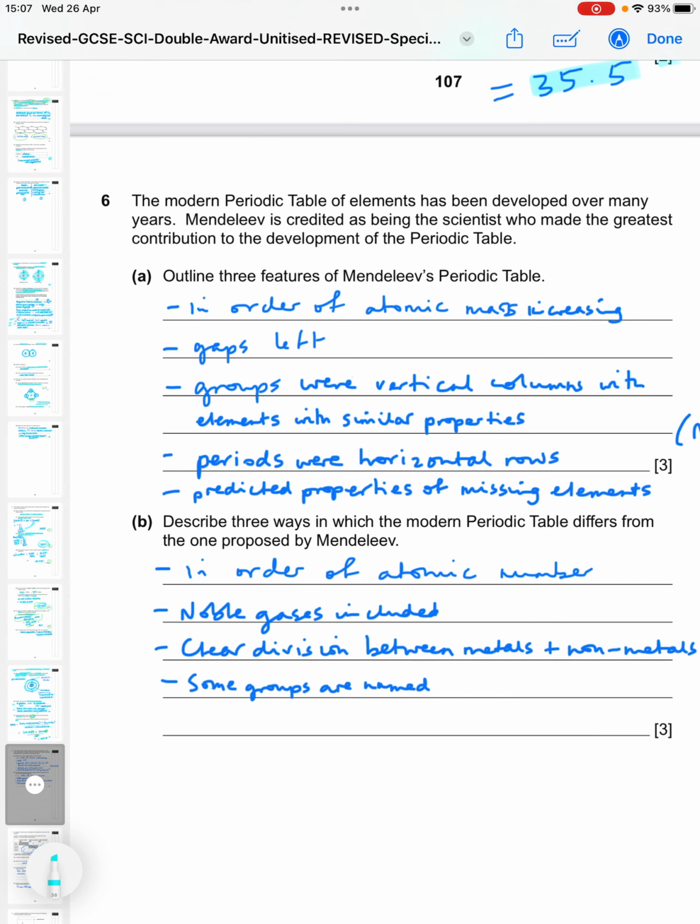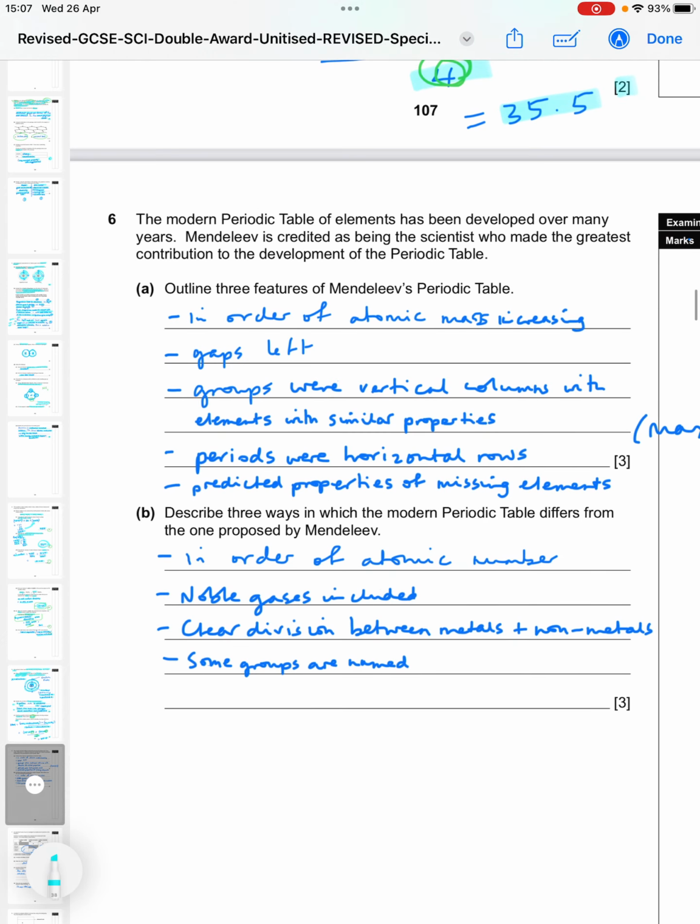Number 6, the modern periodic table of elements has been developed over many years. Mendeleev is credited as being the scientist who made the greatest contribution to the development of the periodic table. So outline 3 features of Mendeleev's periodic table. And you know, folks, that this comes up very often, so it's worth learning all of these. It may be as 2-3 mark questions like this, or sometimes it comes up as a 6 mark question.